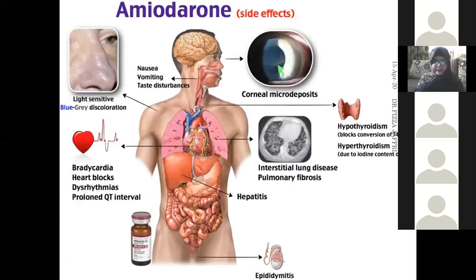Here you can see amiodarone produces blue-gray discoloration of the skin as it gets absorbed into the skin with lipofuscin. It causes corneal microdeposits. It causes thyroid disorders. How? It impairs the TSH response to thyrotropin-releasing hormone. It causes bradycardia and prolongs the QT interval. It affects the lungs by causing interstitial pneumonitis, which further leads to pulmonary fibrosis.